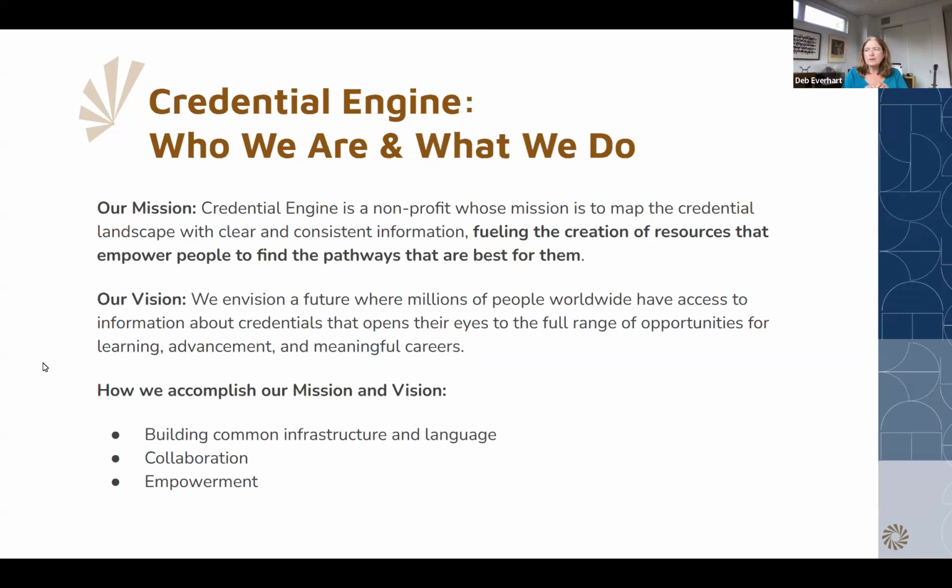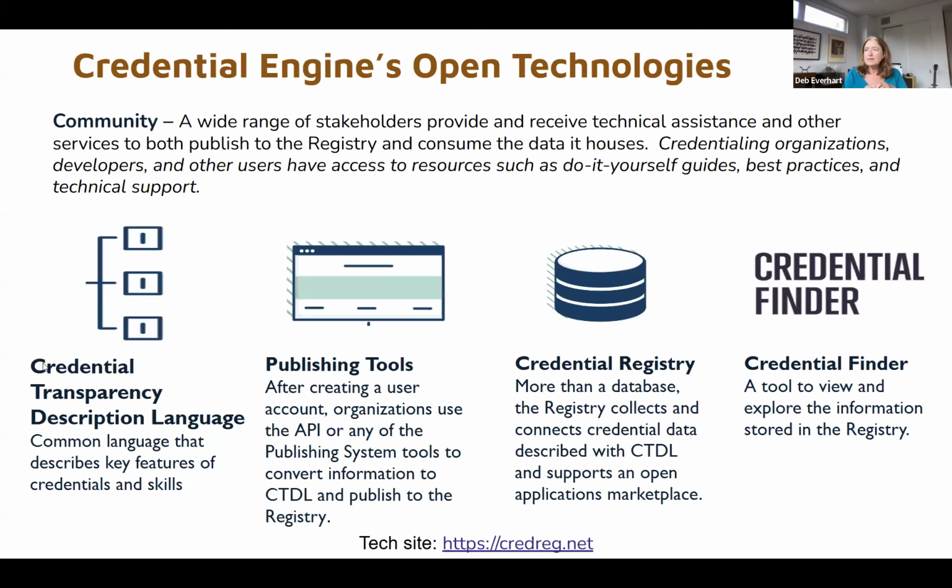So what are the components of that data infrastructure? Our technologies are really fourfold. The Credential Transparency Description Language is a schema. It's a common language that has over 1,100 different terms and properties for not only all different types of credentials like diplomas, licenses, certifications, micro-credentials, but also skills and competencies, jobs, pathways, quality assurance, organizations, and many other things that benefit from having a common schema for being able to describe them.